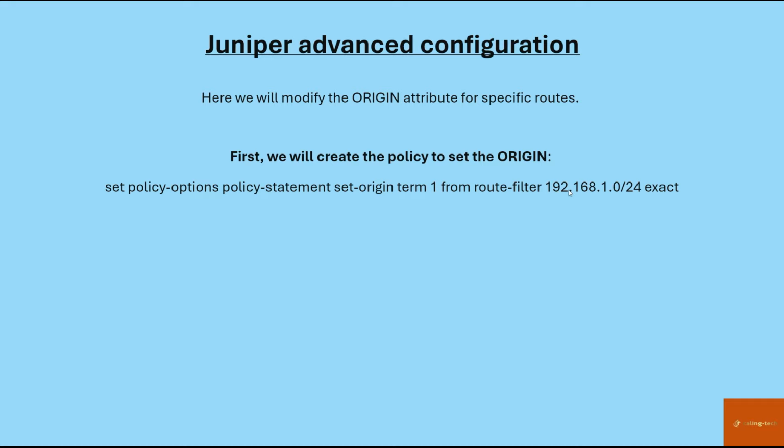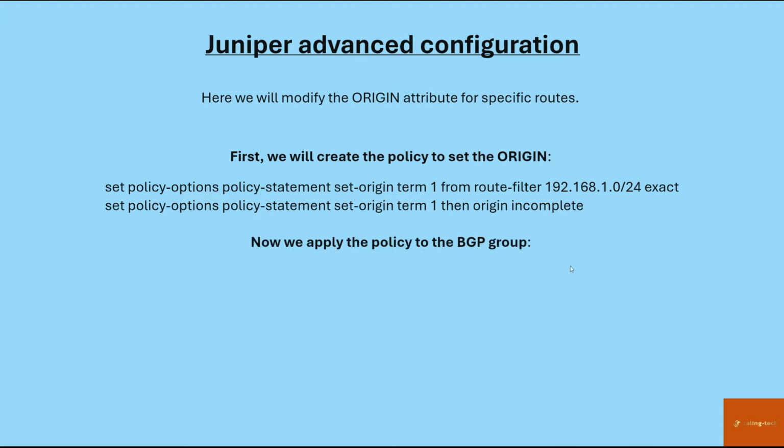So I've just made up 192.168.1.0/24, match it exactly with the exact statement at the end. Then we set the policy options, policy statement, set origin, term 1, then origin incomplete, which if you note from the previous slide, that's what it would come up as, a question mark.